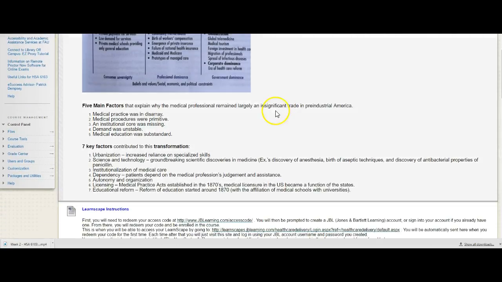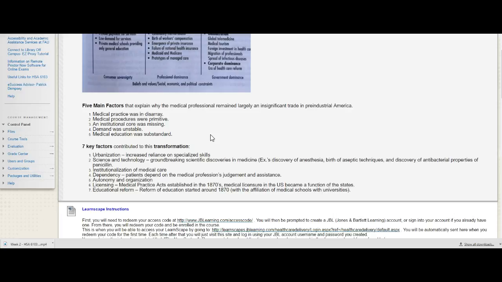And then another very important point that's covered in this week's chapter is the factors that impacted the transformation that we see in the medical profession, again, from the mid-18th to late 19th century all the way through the late 20th and 21st.